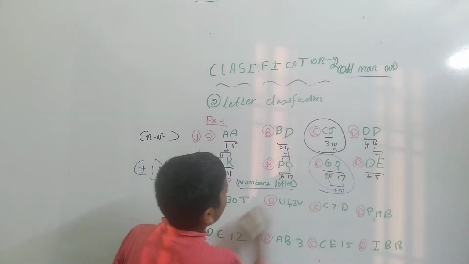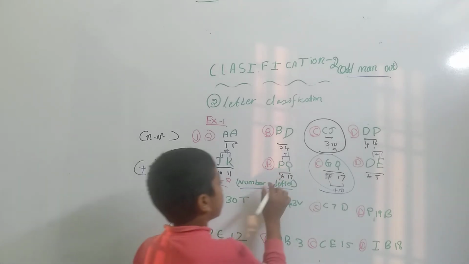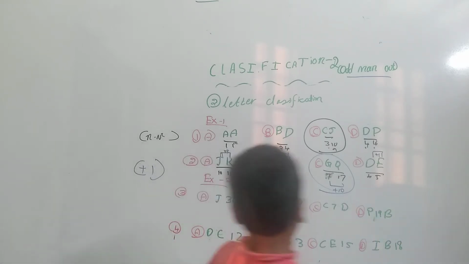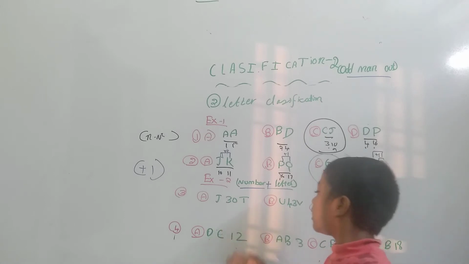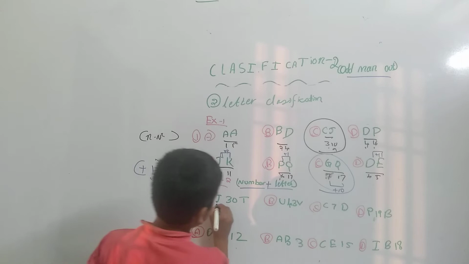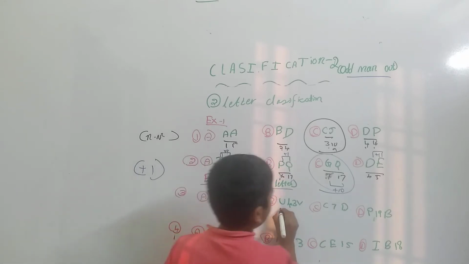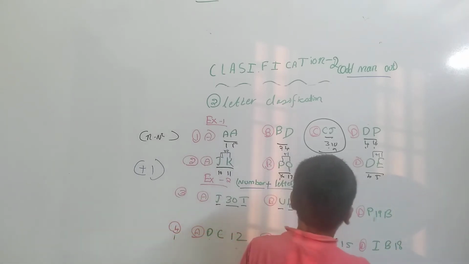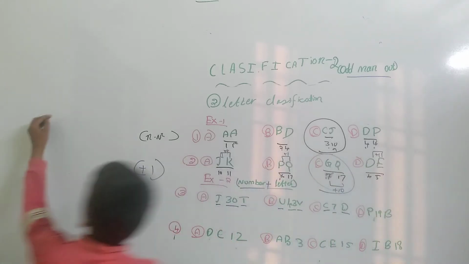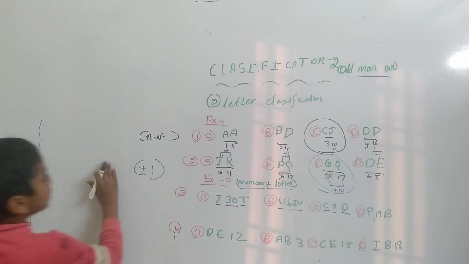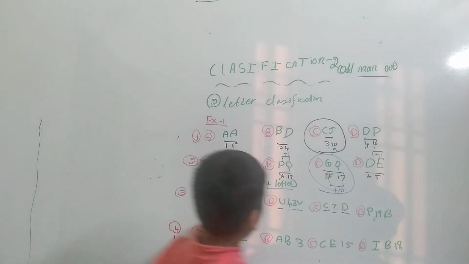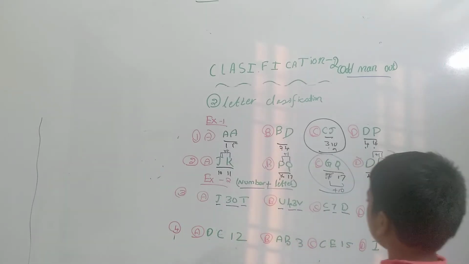Next, exercise 2, first question. Exercise 2 has numbers plus letters, in the middle, in a corner or anywhere. See: J 30 T, U 43 V, 3 4 7. Here also I have some formulas, friends. What is that?